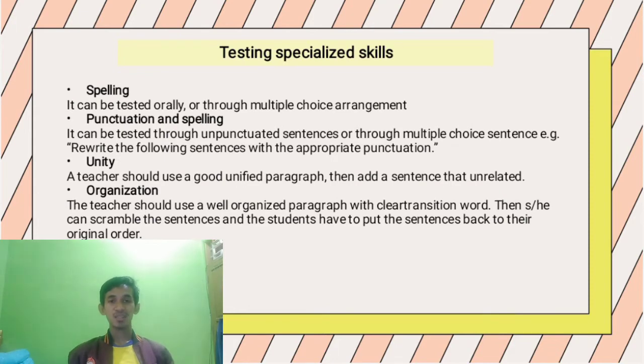Then the next element is the unity. So the sentence must have unity. The unity means you construct the sentence with relevant topics or relevant materials. So the sentence will focus on the main idea of the text or the passage.